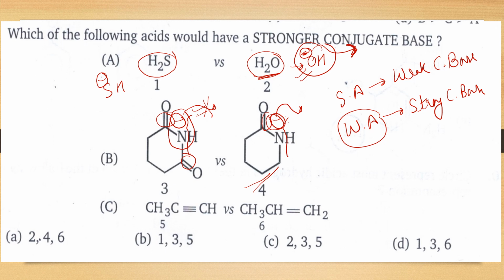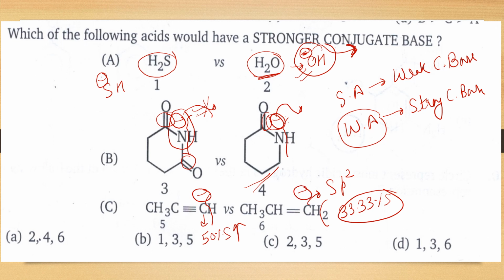In compound C, we know the alkynes are more acidic because they have 50% S character, and this is an alkene. Here it is sp2 hybridization, so the S character is only 33.33%. Now what happens if S character is increased? Then the electronegativity of the element is also increased. So if there is a negative charge on this carbon atom, in the case of alkyne, the carbon is more electronegative because it has more S character.